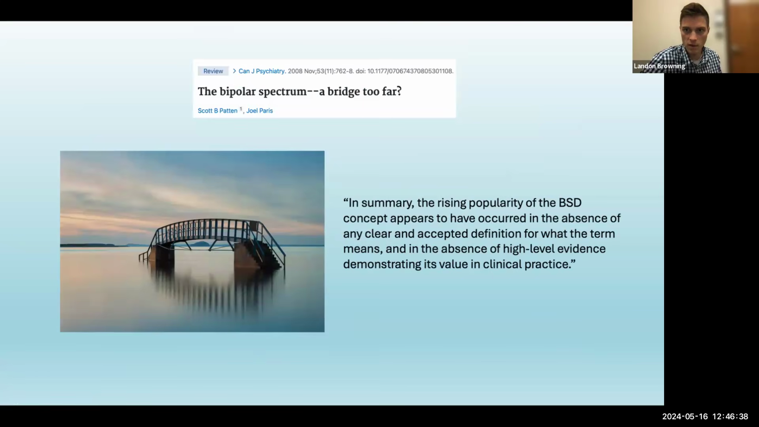Moving on, there's a lot in this paper, "The Bipolar Spectrum: A Bridge Too Far," but I will just include a snippet from Scott Patten's overall conclusion. He says, "In summary, the rising popularity of the bipolar spectrum disorder concept appears to have occurred in the absence of any clear and accepted definition for what the term means, and in the absence of high-level evidence demonstrating its value in clinical practice."